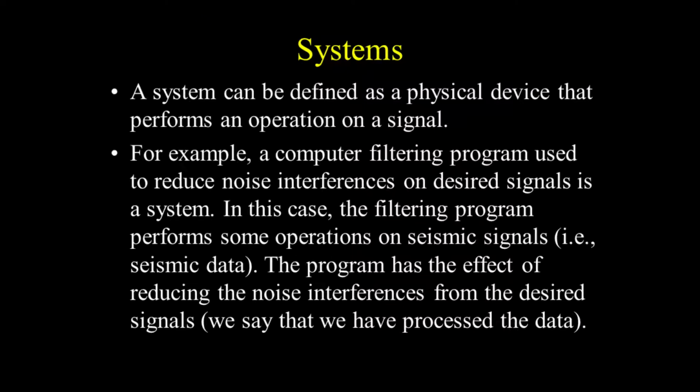A system can be defined as a physical device that performs an operation on a signal. For example, a computer filtering program used to reduce noise interferences on desired signals is a system. In this case, the filtering program performs some operations on seismic signals, that is, seismic data. The program has the effect of reducing the noise interferences from the desired signals. We say that we have processed the data.